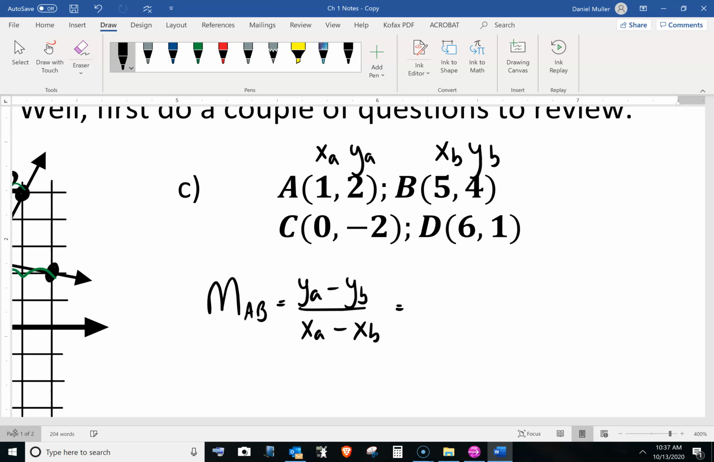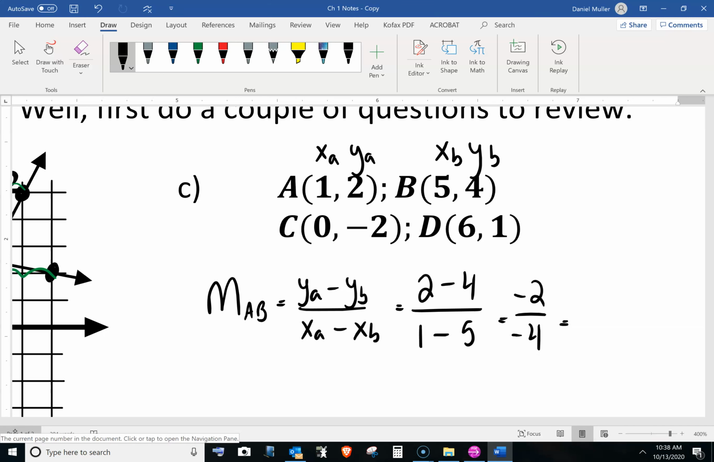which in this case would be 2 minus 4 over 1 minus 5. And 2 minus 4 is negative 2. 1 minus 5 is negative 4. Both those negatives cancel out to be a positive, and 2 over 4, both of those can be divided by 2 to get 1 over 2. So your slope is a half.